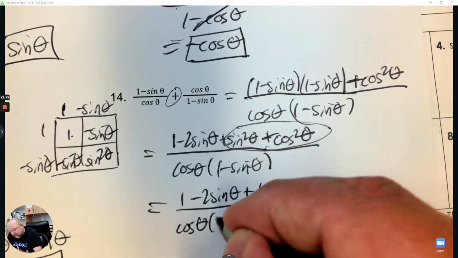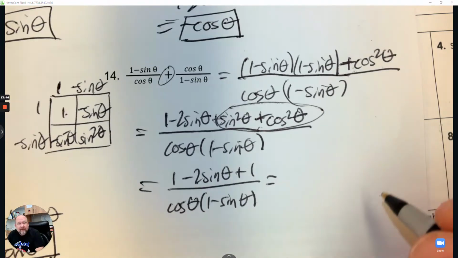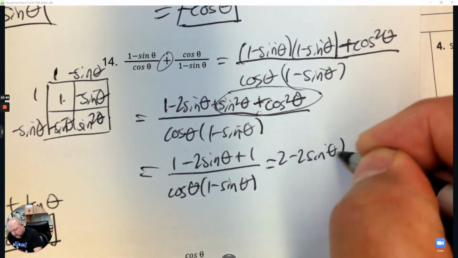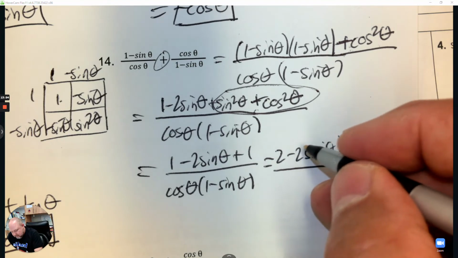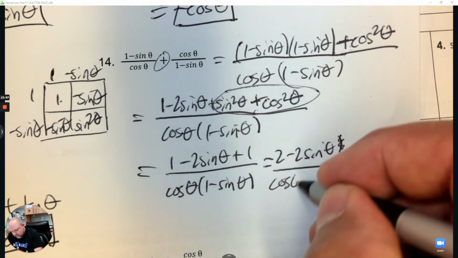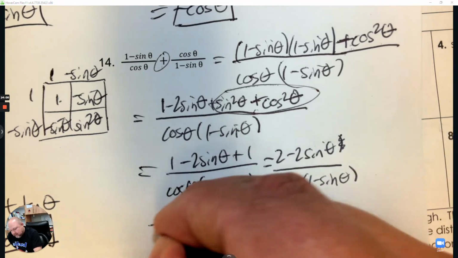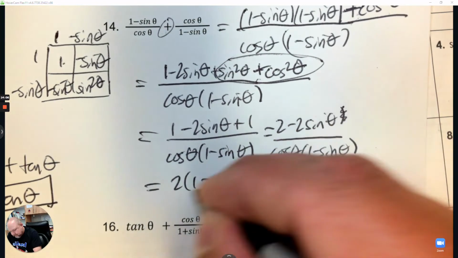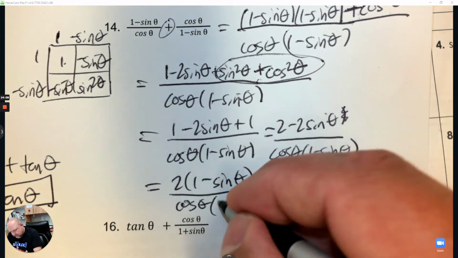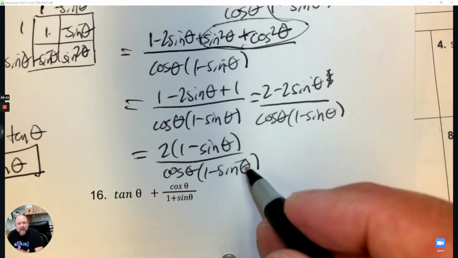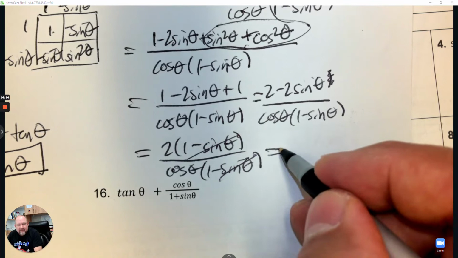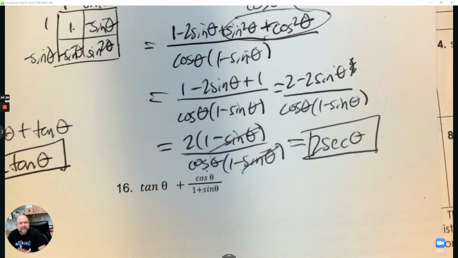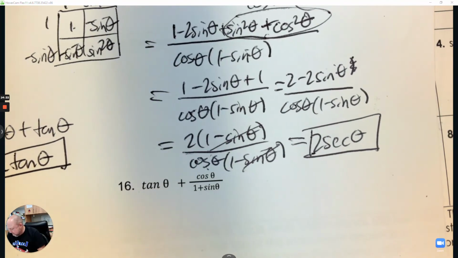So at first, when you expand, it looks like you're not making it simpler. But then, it will start getting simpler. And then 1 plus 1 is 2. I wonder if you can already see ahead what we're going to do. We're going to factor a 2 out. And then recognize what divides out, 1 minus sine theta. And then no fractions. What's the reciprocal of cosine? And you have your answer. It's 2 secant theta.